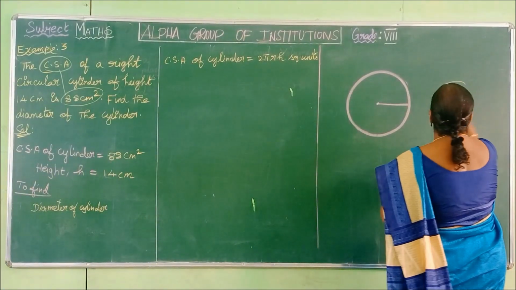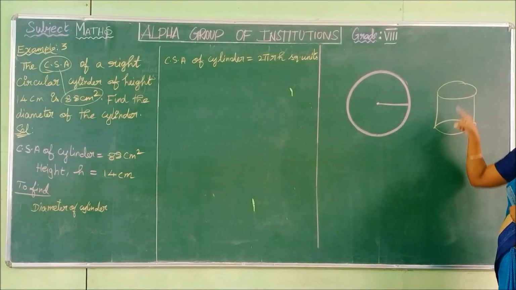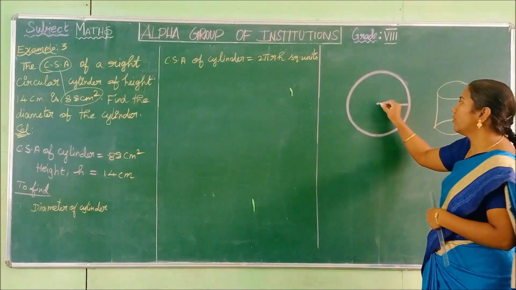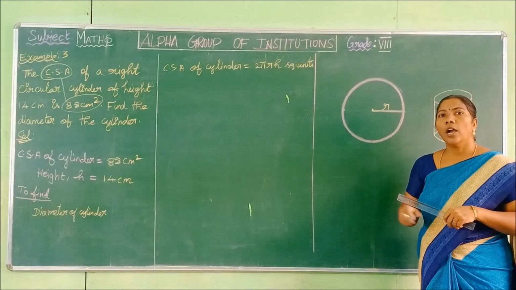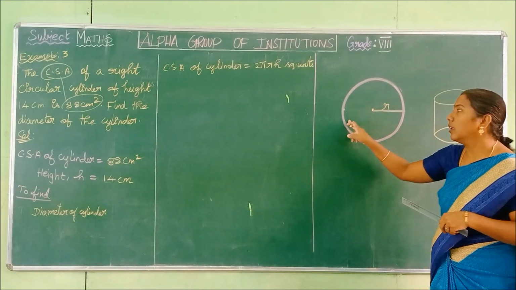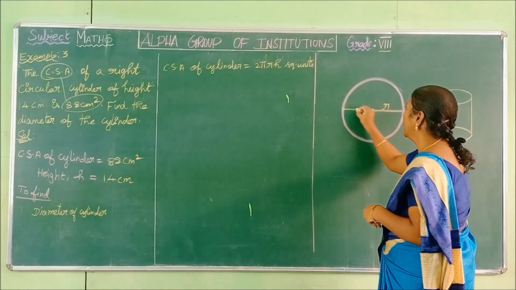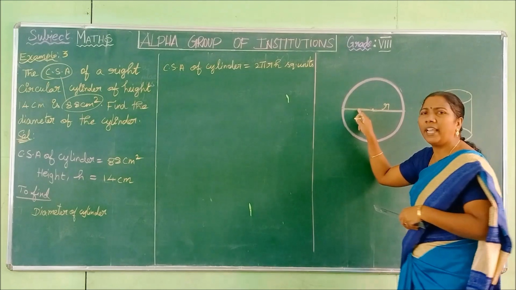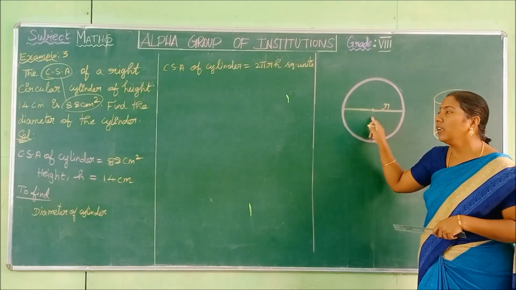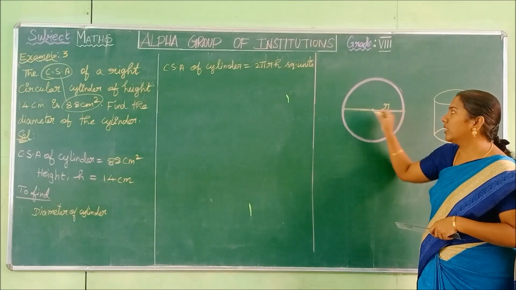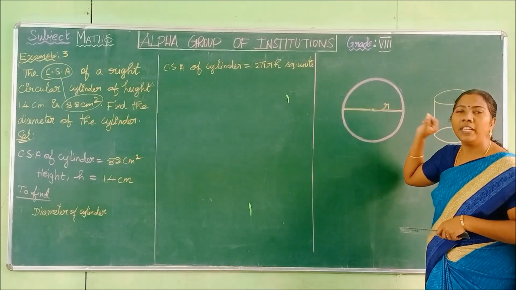Look at the board. This is the cylinder. The top and the bottom of the cylinder are nothing but the circle. So circle means definitely has the center and the radius. This is the radius. How do you get the diameter of the circle? By joining the opposite side of the radius, you get the diameter. So what is the diameter? It is the line segment. It must pass through the center of the circle. Both the ends lie on the boundary of the circle. This line is said to be diameter of the circle.